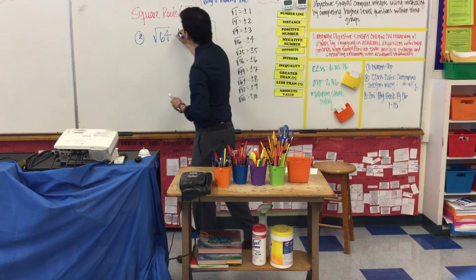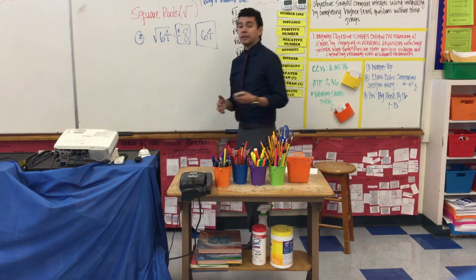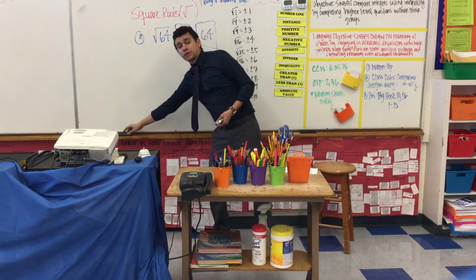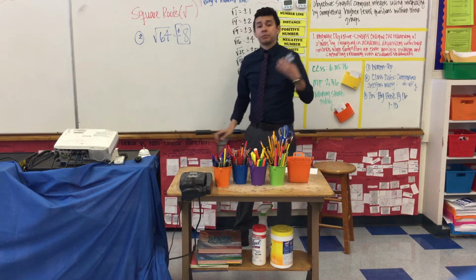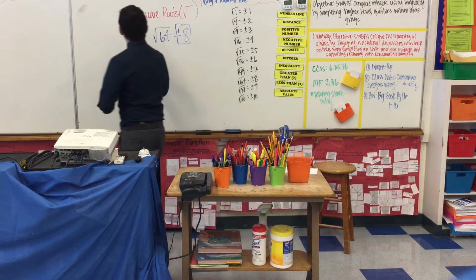And don't forget, it's positive, negative. And there you go. You're done. Square root of 64, or the radical of 64, is positive, negative 8. Let's do another one. Number 3.